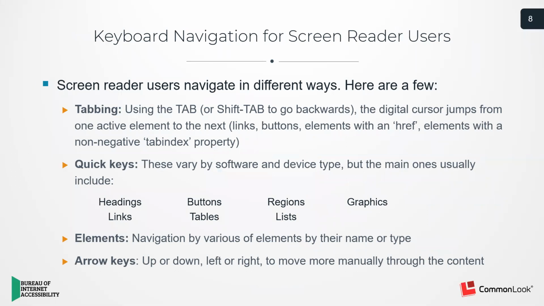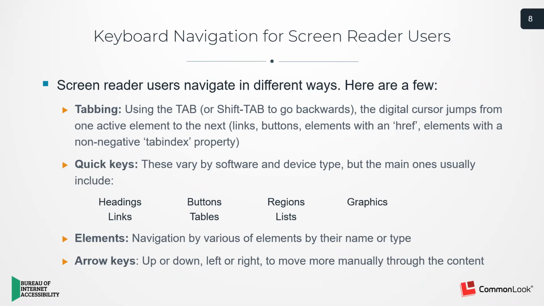There are a number of ways that assistive technology users navigate your content. Using the tab key, users can bounce through all the elements on your page that have a default tab index or have a specifically applied tab index, such as links, buttons, form fields. Possibly most important, though, is the use of quick keys.